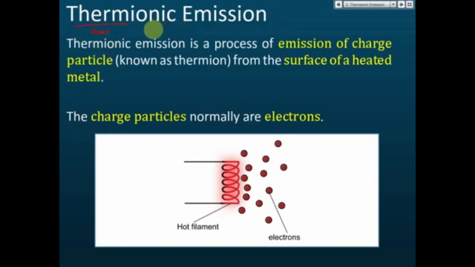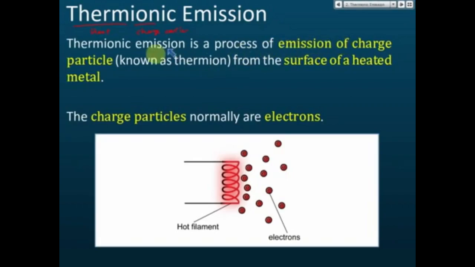Ion, you know, is a charge carrier, right? Ion is a charge carrier. And in this case, the charge carrier is the electrons. So what is thermionic emission? Thermionic emission is a process of emissions of charged particles. The charged particle is known as a thermion. Actually, it's electrons.